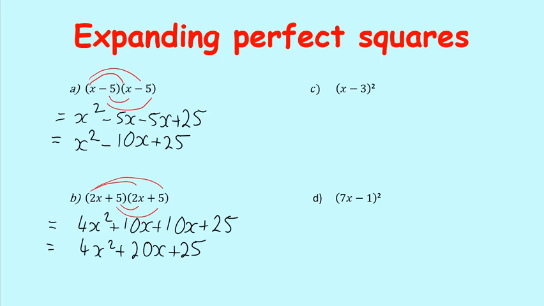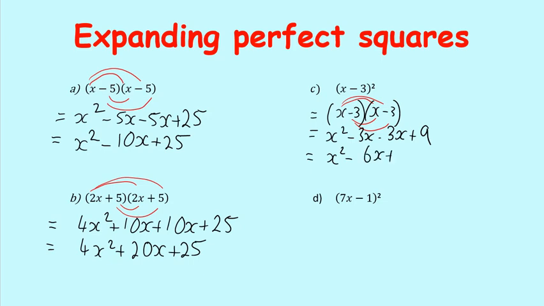For example C, the terms in the bracket are to the power of 2. It is easiest to first expand this as bracket x minus 3 bracket, and then bracket x minus 3 bracket. So, we will expand by multiplying the brackets together, which will leave us with x squared minus 3x plus 9. We will then collect like terms, which will leave us with the answer x squared minus 6x plus 9.